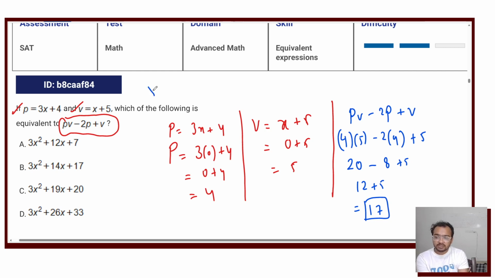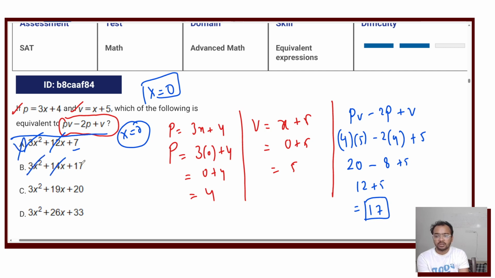When do we get 17? When x is 0. So I should be getting the same thing in the options. If I replace x with 0, I should be left with 17. So when you replace x with 0, all the terms having x will disappear. This will become 0. You'll be left with 7. So this cannot be my answer.